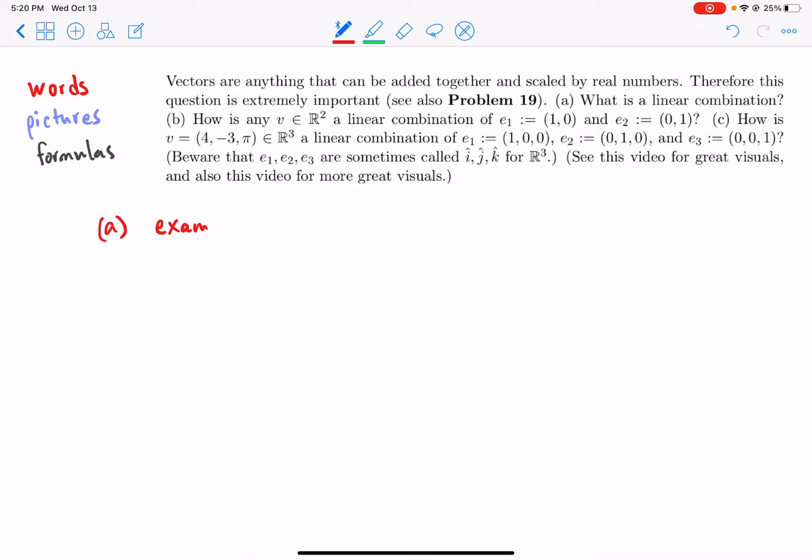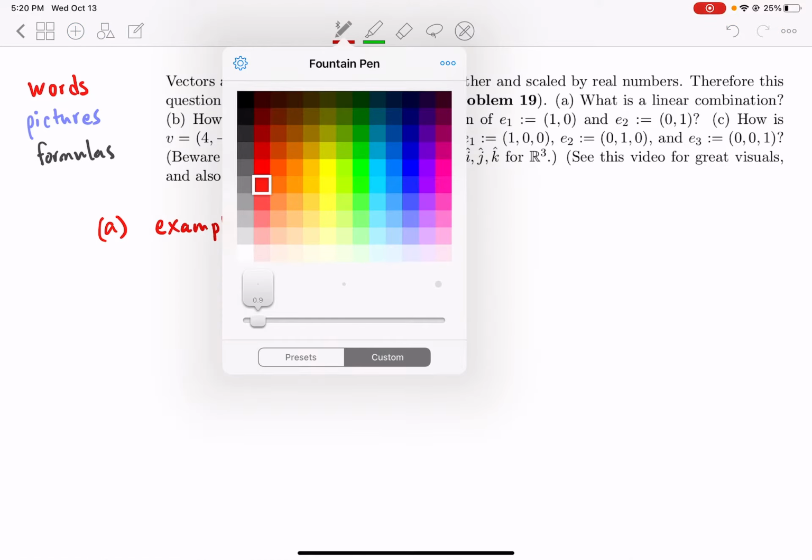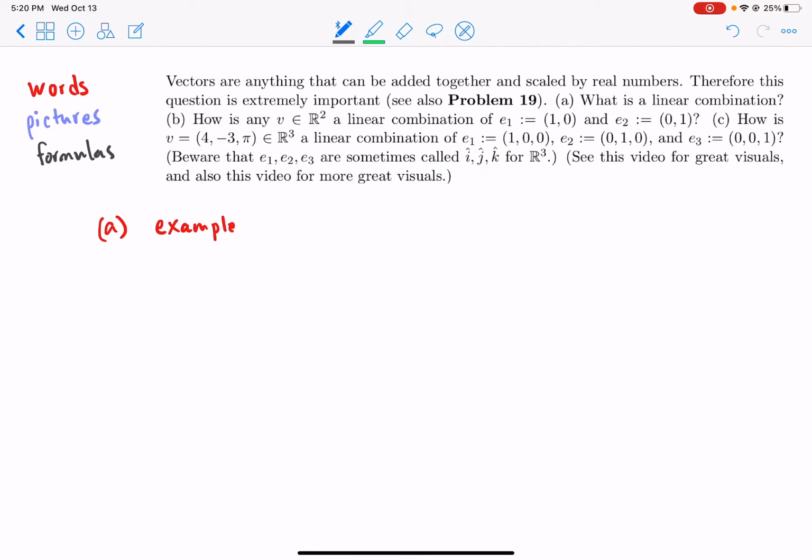First, I'll just do an example. My example is, let's say, 3 times the vector (2, 3), plus the scalar 5 times the vector (-1, 1), plus the scalar -1 times the vector (3, 7). I could keep going, plus as many as I want, but let's stop it at 3.